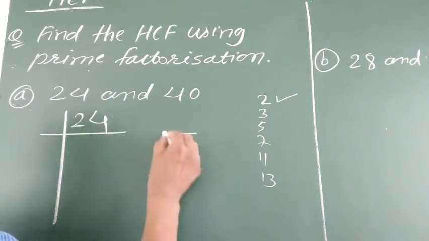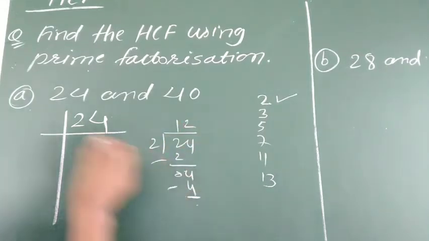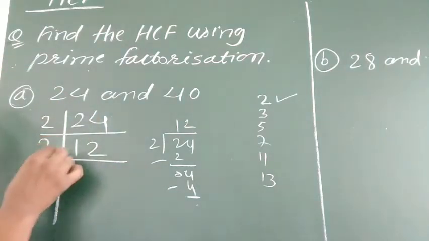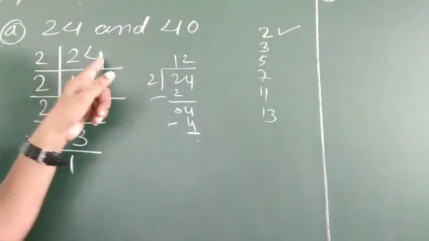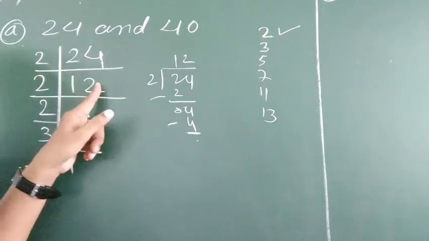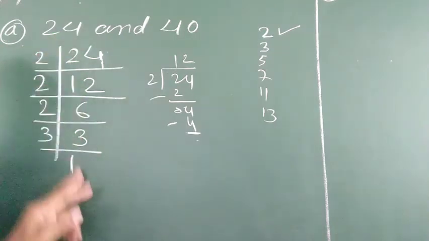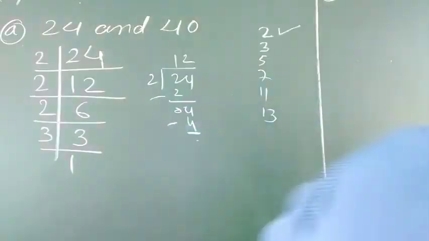So see, when you divide 24 by 2, 2 1s are 2 and 2 2s are 4, so it is 12. Then divide by 2 again, it is 6. Then 2, it is 3. Then it is 3, it is 1. So 24 divided by 2 is 12, then 2, it is 6, then 3, then 1. Like this, when you divide 24, the prime factors are 2, 2, 2 and 3.